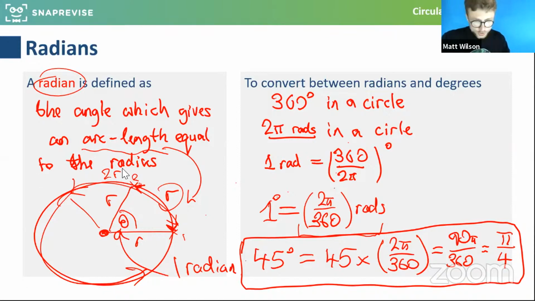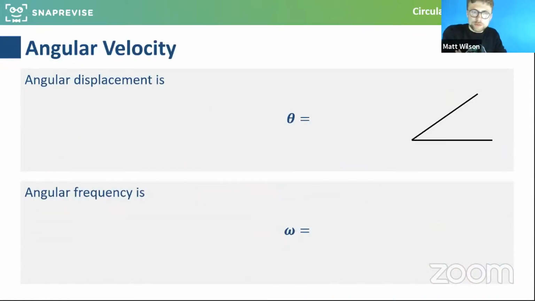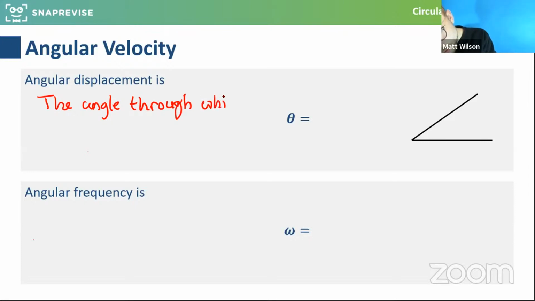Okay, so that's pure maths. There's nothing to do with physics yet. First bit of physics is talking about how fast something is moving. And before doing that, we're going to talk about how far something has moved along a circle. So angular displacement is simply the angle through which an object has moved.